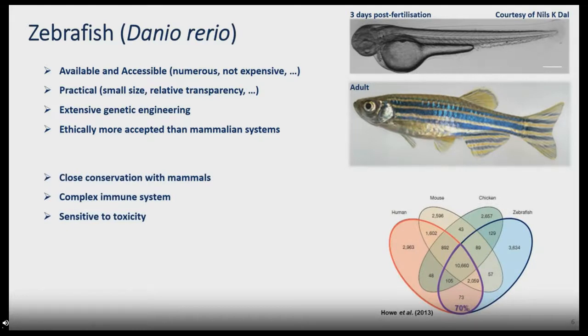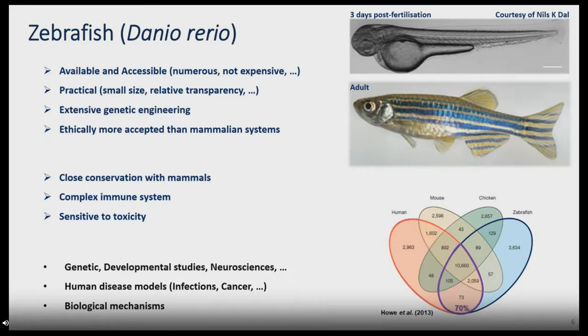practicability. The zebrafish shows a high degree of conservation with mammals. 70% of human genes have an ortholog in zebrafish. It has a complex immune system and is sensitive to toxicity. So actually, a lot of people are starting to use the zebrafish model for genetics, developmental studies, and neurosciences. At the moment, what is on the rise is human disease models for infections, cancers, or other biological mechanisms.